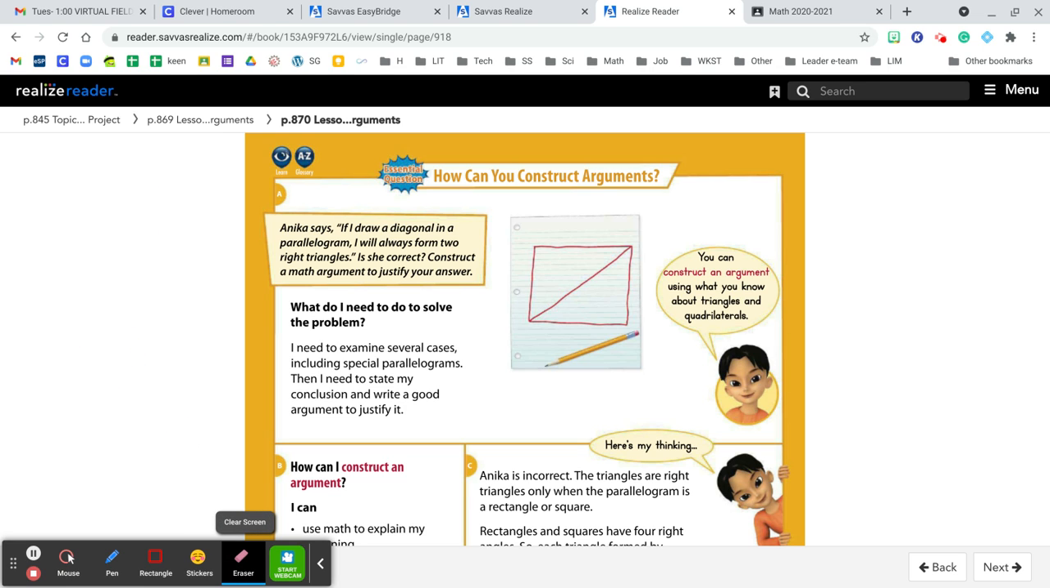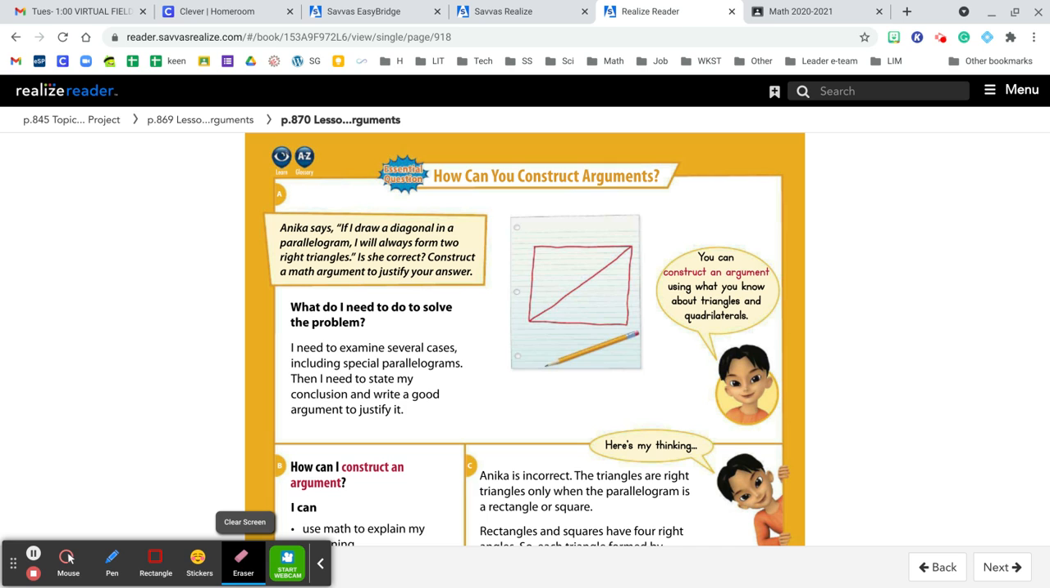So how can you construct an argument? Anika says if I draw a diagonal in a parallelogram, I will always form two right triangles. Is she correct? Construct a math argument to justify your answer. What do I need to solve the problem? So what you need to do is examine several cases. Just like when we were looking at tables and trying to figure out what the rule was, I would tell you, make sure that you don't just check the first pair of numbers, check that your rule works for all pairs of numbers.